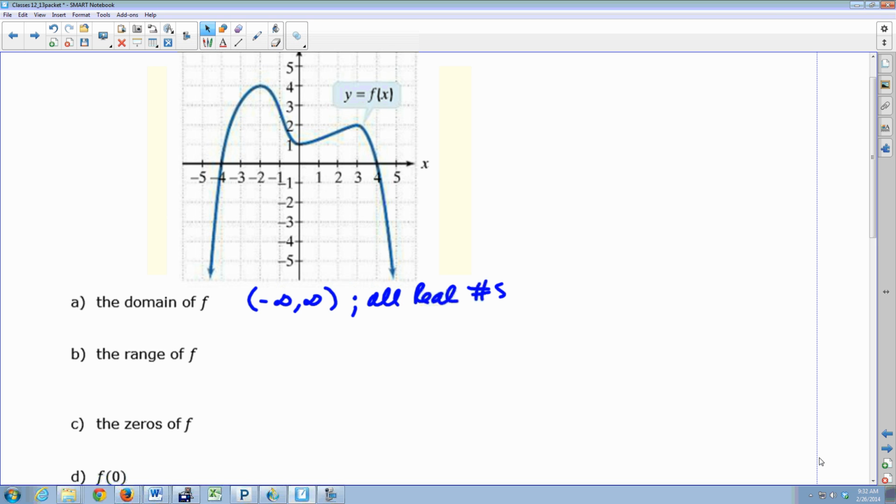Right, there isn't one because it's negative infinity, so we use parentheses there, negative infinity. And is there an actual maximum value here for the range? It goes as high as 4. Okay, and we include 4.